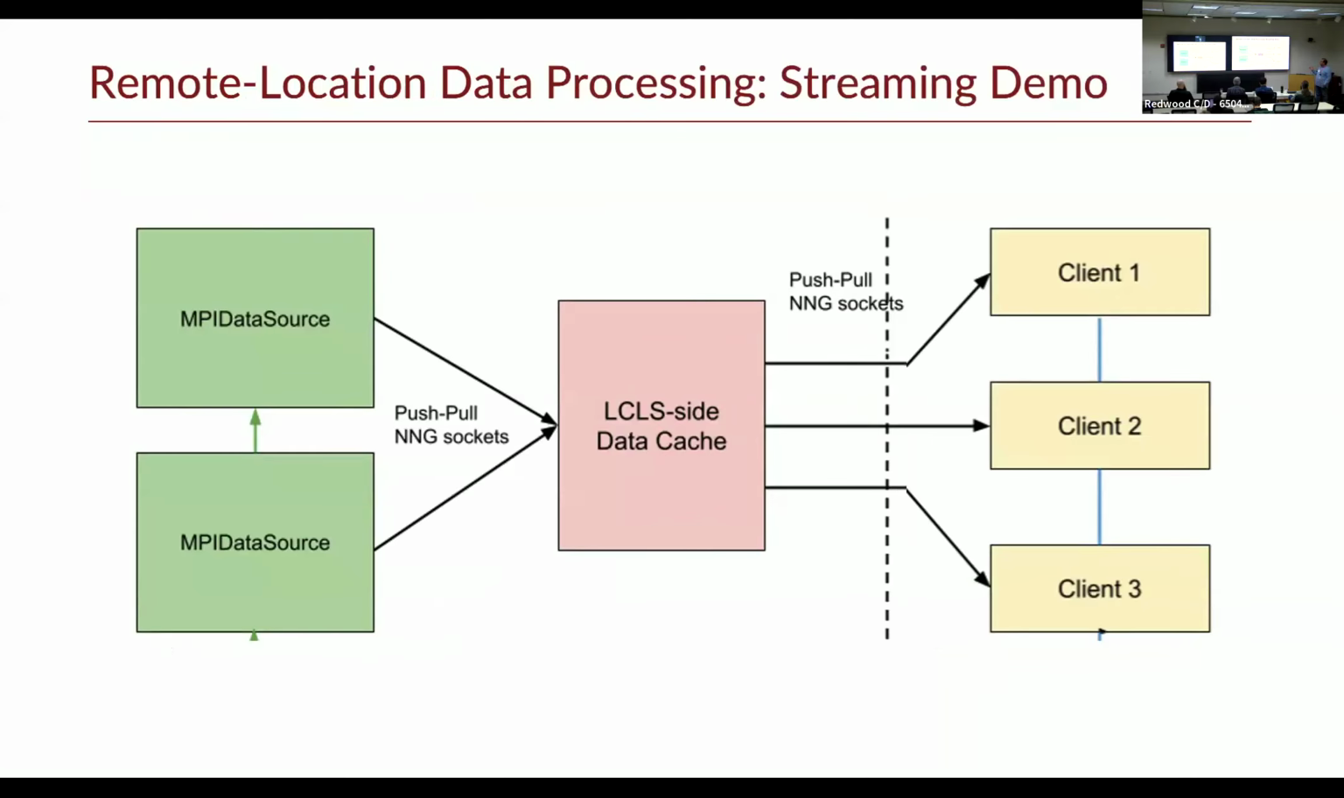So the architecture of the system was more or less this. We had MPI data source, a PSANA process that reads the data as fast as possible. We had several ranks running across nodes. They would send the data to a cache, and then the consumers from the other side, from Oak Ridge, would pull data from the cache.